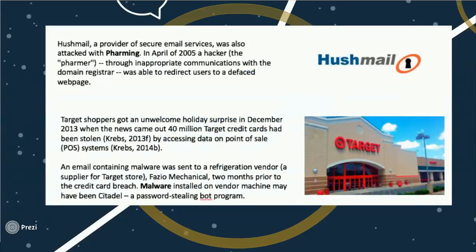Hashmail, a provider of secure email services, was also attacked with phishing. Through inappropriate communications with the domain registrar, the attacker was able to redirect users to a defaced web page. This happened in 2005.